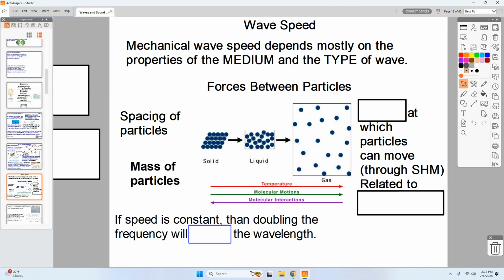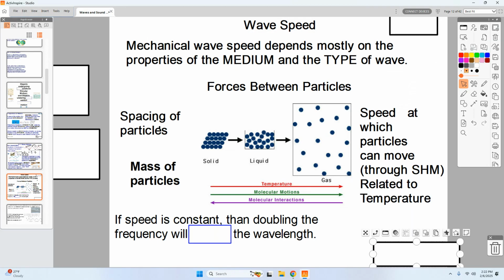Speed, and thank you, Gabby, for talking about vibrating objects. I mean, solids vibrate, so do liquids, so do water molecules, so do gas particles. They have to be in some sort of constant motion. But the speed at which particles move through SHM is related very strongly to temperature, especially for gases. Because gases have particles that are so far apart, the higher the temperature, the faster those particles are moving, and we can transmit energy more quickly through there as well.